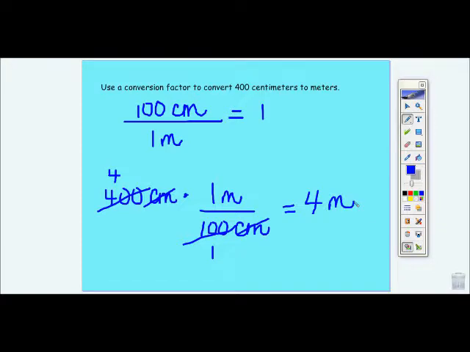So one more chance on that conversion method. And that concludes Lesson 2.1 on properties and operations.